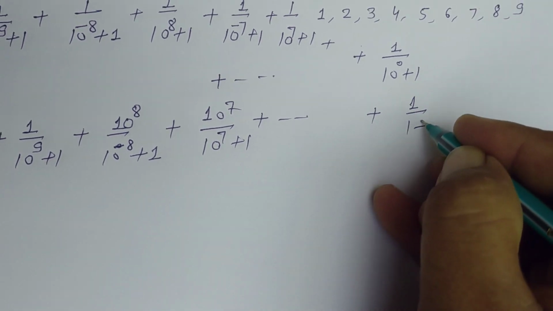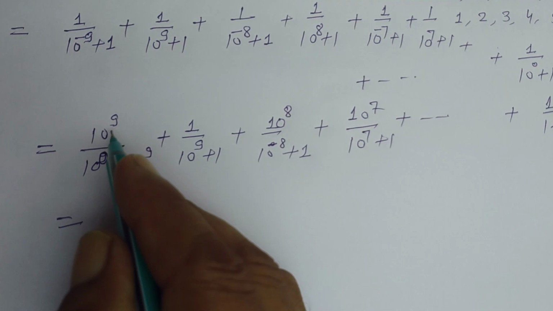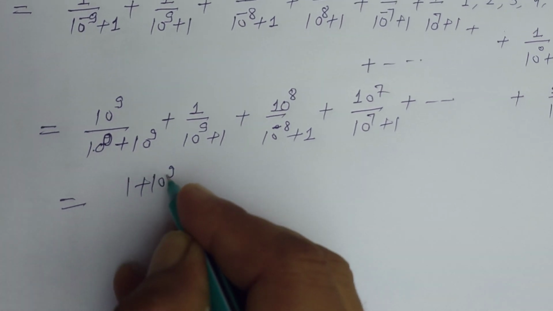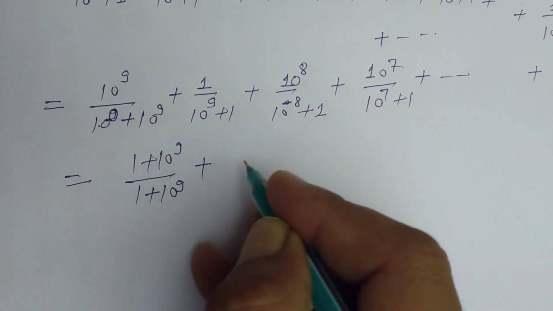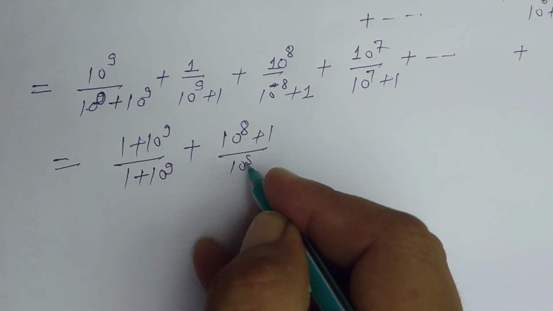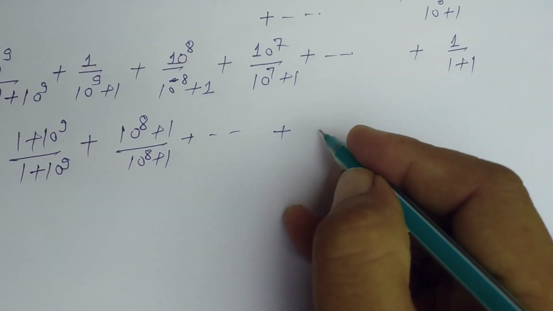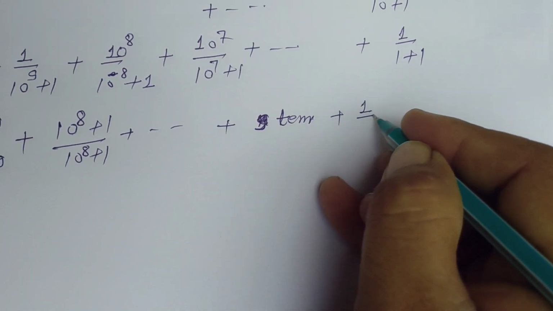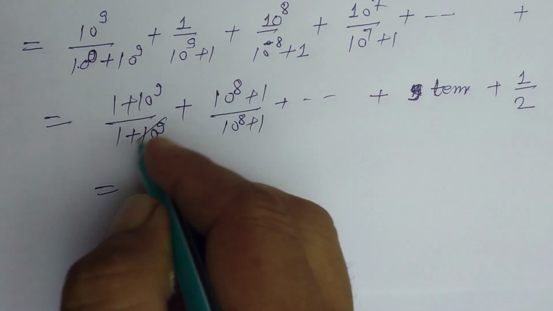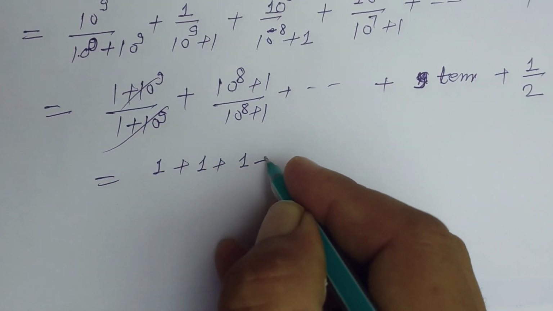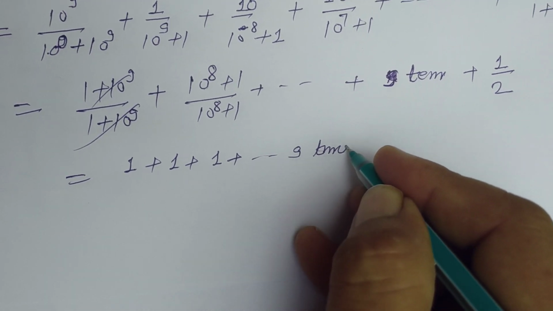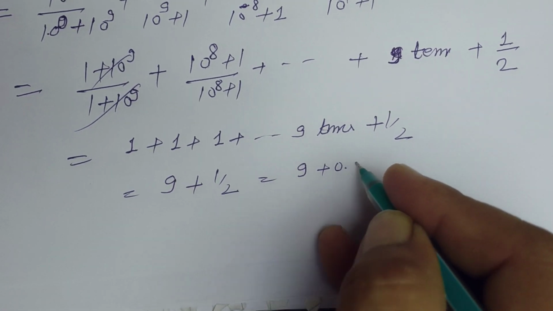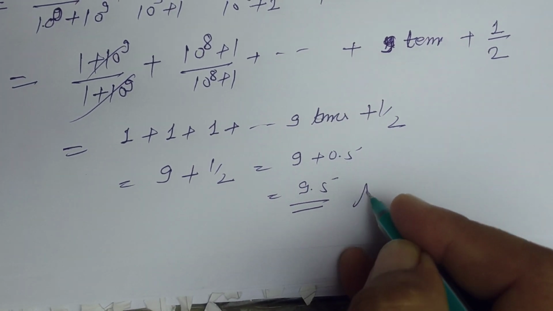Plus 1 upon 1 plus 1. Okay, finally when we add this, 10 to the power 0 is 1, so we got 1 plus 10 to the power 9 upon 1 plus 10 to the power 9, 10 to the power 8 plus 1 upon 10 to the power 8 plus 1, up to how many terms? 9 terms, plus 1 upon 1 plus 1, this is a half. So this is 1 plus 1 plus 1, 9 times, plus half. And this is 9 plus half, this is 9.5. 9.5 is the answer of this question.